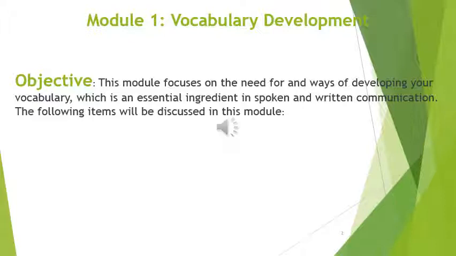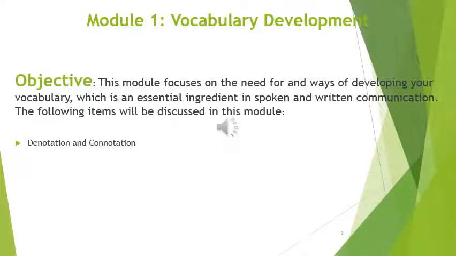Vocabulary development focuses on the ways through which we boost, enhance, or expand our vocabulary. Vocabulary development is an essential ingredient in spoken and written communication. For one to speak fluently or eloquently, he has to have a good number of words of that particular language he is communicating with.